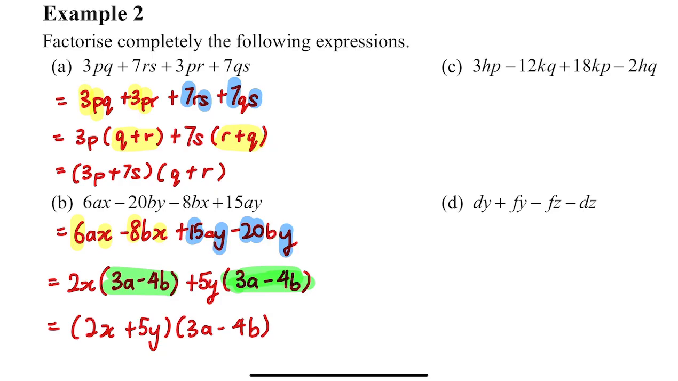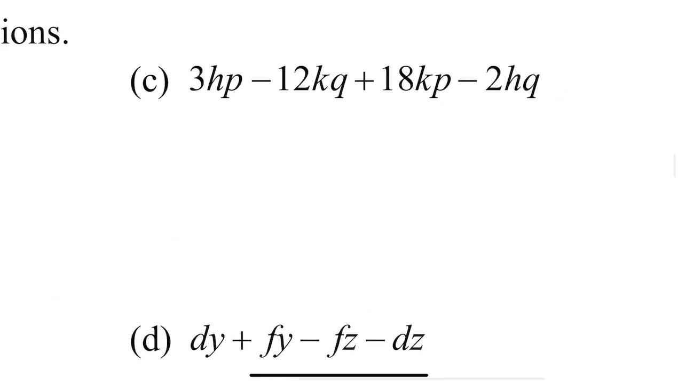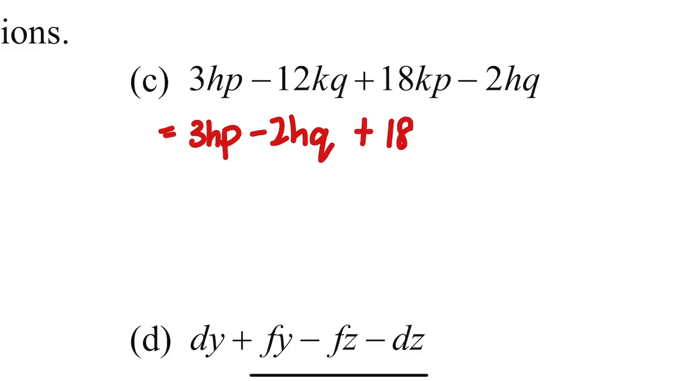Example 2c. Over here, I look at the first two terms. I have 3HP and negative 12KQ, the letters are completely different. So what I can do, first step, rearrange the terms. 3HP, then minus, I can bring this term containing H in front, 2HQ. Then from here, plus 18KP minus 12KQ.